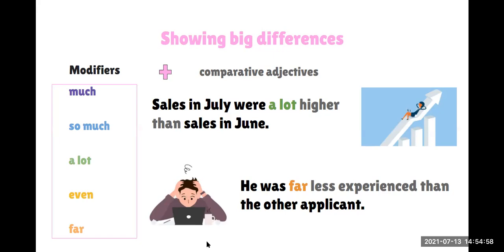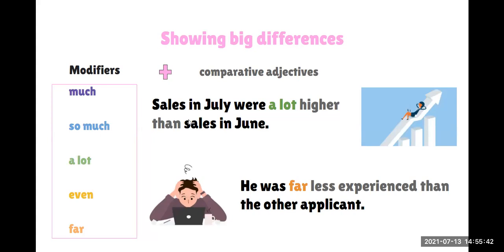Yes, could be. Smaller in height or about the age? ¿Está hablando de la estatura o de la edad? Estatura. Okay, very good. Okay, Miss, yes, how can we use even? Even is the same. Enseguida se los voy a mostrar. Even, por ejemplo, sales in July were even higher than sales in June.